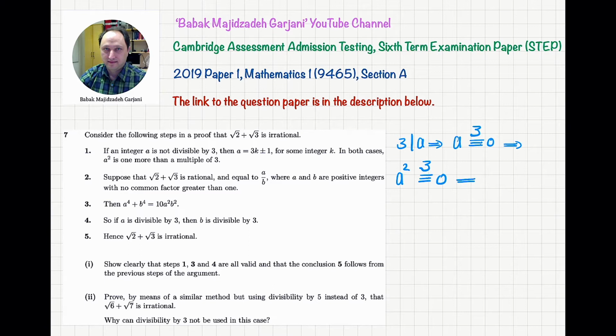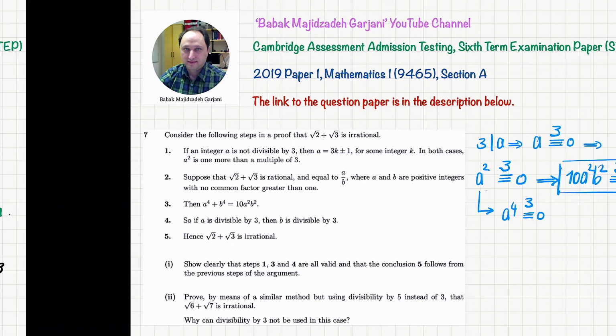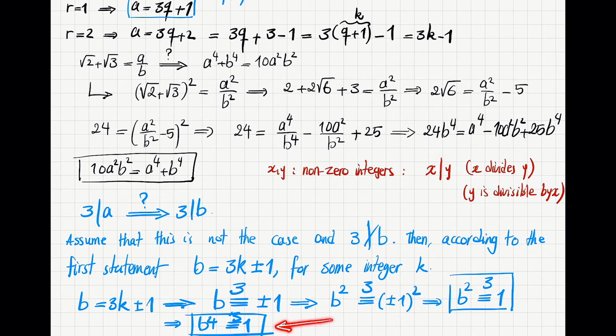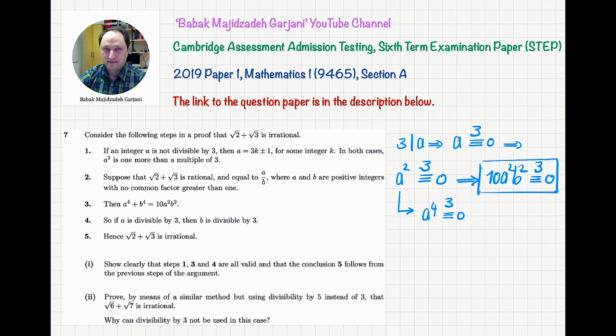And if I multiply both sides of this expression by 10b squared, then 10a squared b squared is congruent to 0 again modulo 3. This is on the one hand. On the other hand, from here we can also learn that a to the 4 is congruent to 0 modulo 3 by raising both sides to power 2. And if you remember from the last statement, b to the 4 is congruent to 1 modulo 3, so I can write it next to it, and we know that b to the 4 is congruent to 1 modulo 3.